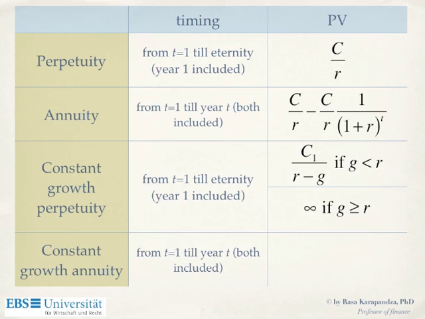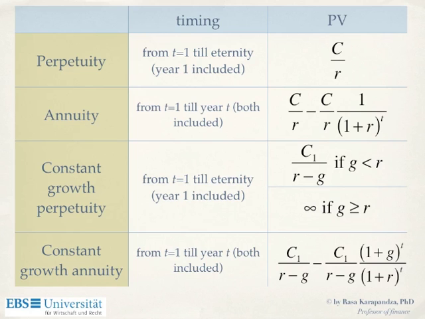1 plus 1 half plus 1 half squared plus 1 half to the third, etc., is 1 plus 1 half plus 1 fourth plus 1 over 16. This all adds up to 2. But if it's 1 plus 1 plus 1 plus 1, this is infinite. This does not converge. So we said if G is larger than or equal to R, then this does not converge. This is an infinite amount of money.